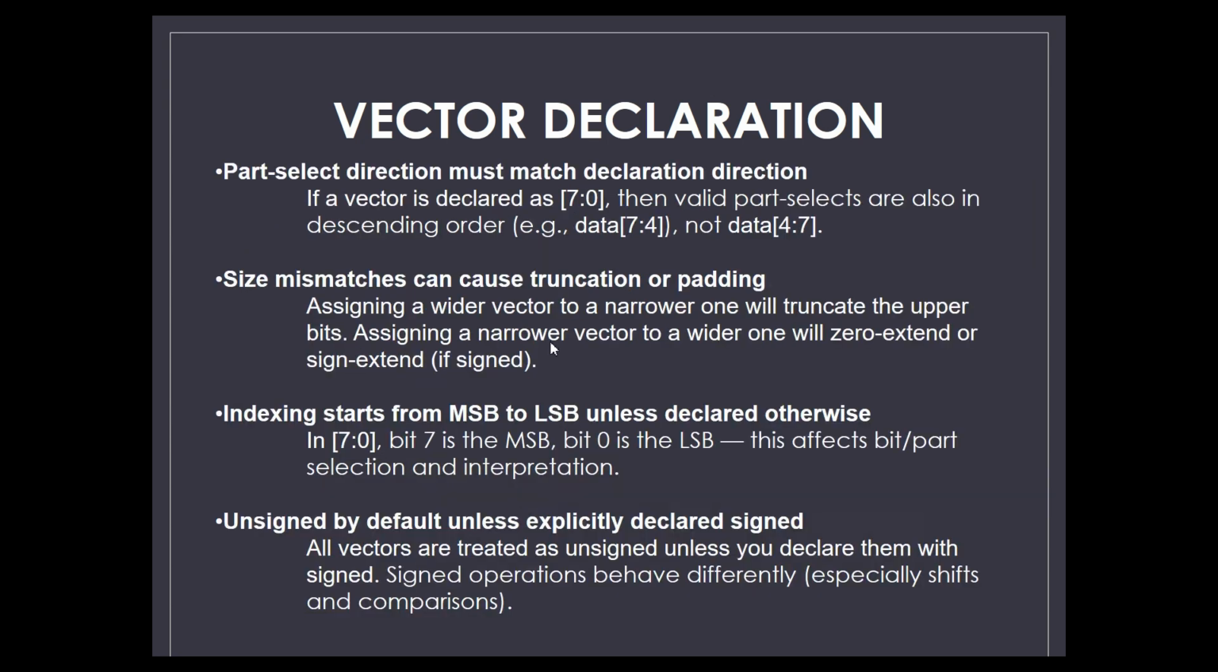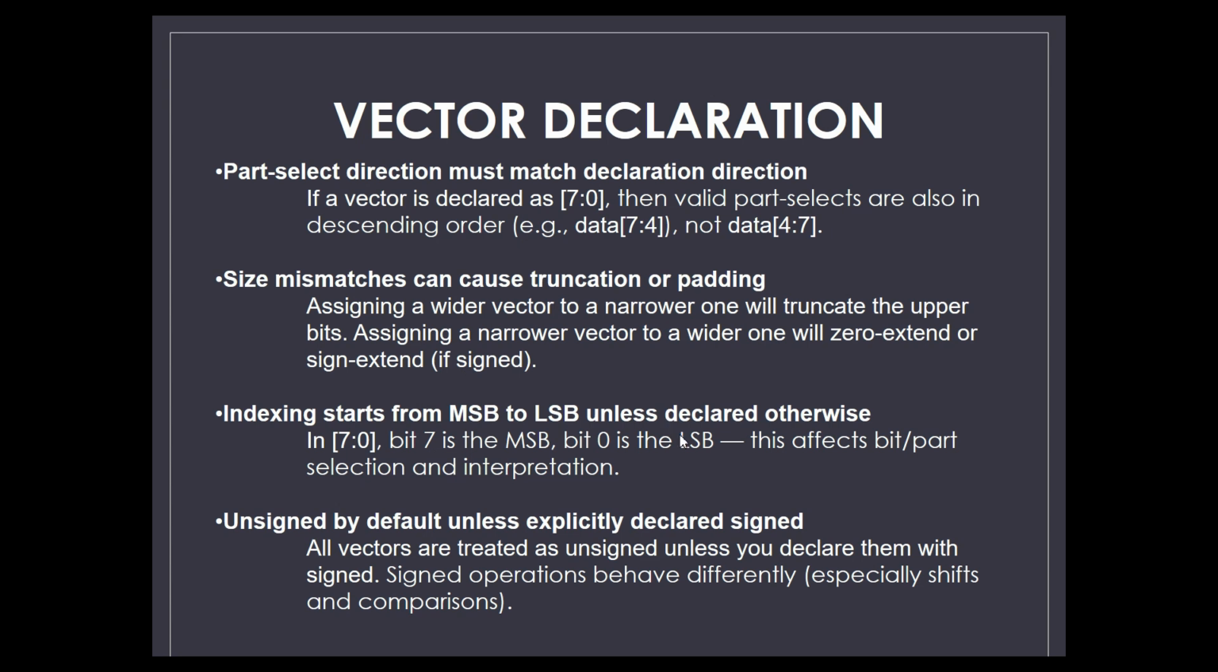If their sizes are not equal, then padding or truncation can take place. If we are assigning a wider vector to a narrower one, Verilog will truncate the upper bits. Assigning a narrower, that is a 4-bit, smaller variable to a larger variable, the extra bits which are not present will be filled by zeros. Or sign extension can take place if the smaller variable is signed.